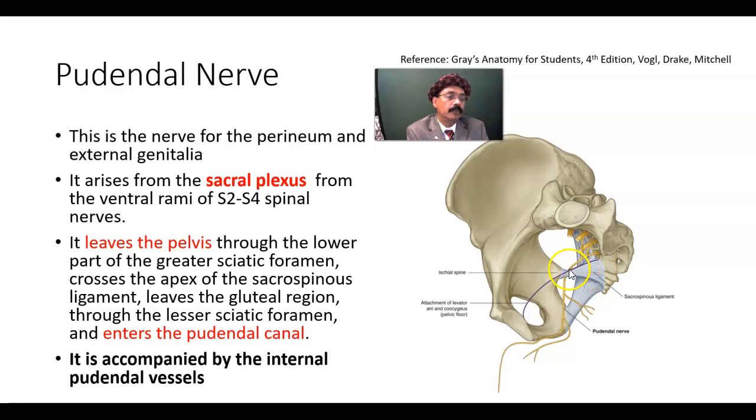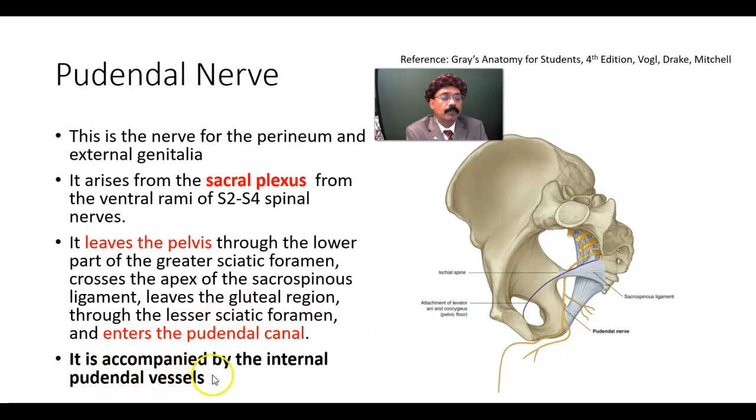It crosses the apex of the sacrospinous ligament. The sacrospinous ligament is connected to the ischial spine here, from the sacrum to the ischial spine. So it crosses the apex of the sacrospinous ligament and leaves the gluteal region through the lesser sciatic foramen. This is the lesser sciatic foramen. And it enters the perineum in the ischiorectal or ischioanal fossa, in the pudendal canal.